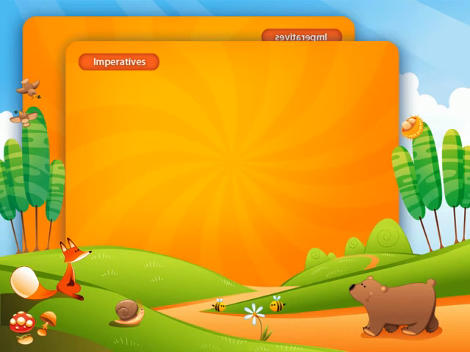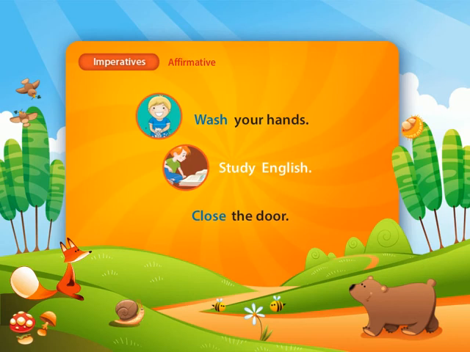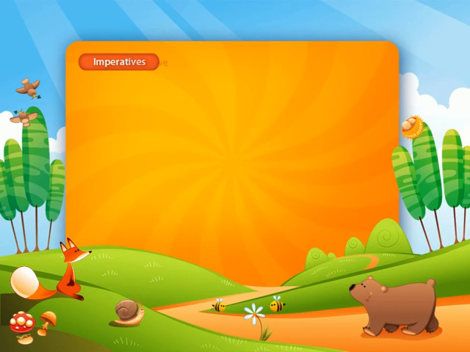An affirmative imperative is used to give an order. It always begins with the base form of a verb. For example, wash your hands, study English, and close the door are examples of imperative sentences.